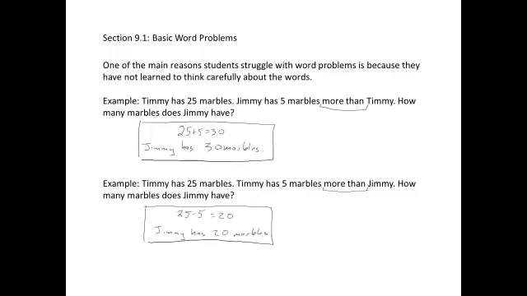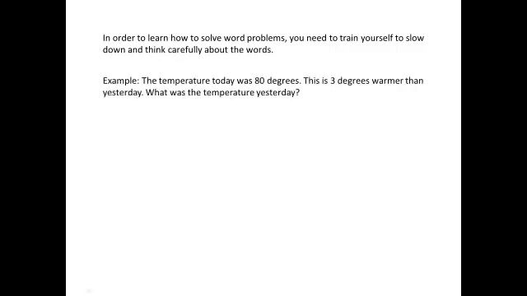The goal of this class is to actually begin developing the process of thinking through problems carefully. In order to learn how to solve word problems, you need to train yourself to slow down and think carefully about the words. Example, the temperature today was 80 degrees. This is 3 degrees warmer than yesterday. What was the temperature yesterday? One of the important skills to develop in solving a word problem is to organize the information. In this case, we have the following information. We have today's temperature was 80, and then we have yesterday's temperature, and we know that today was 3 degrees warmer than yesterday.